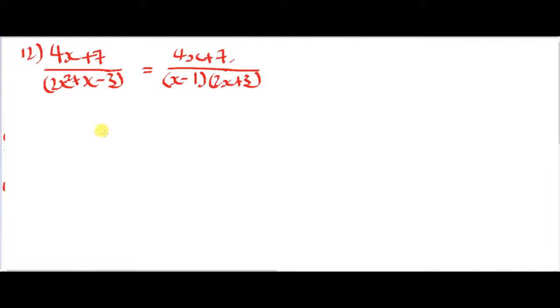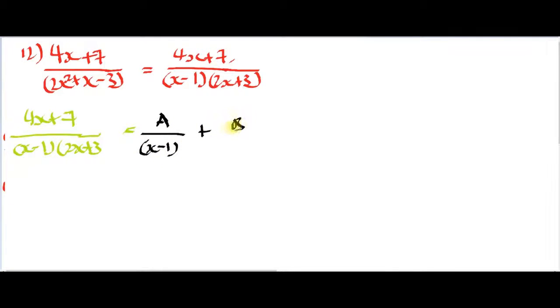So you can make use of the factor form and say (4x + 7) over (x - 1)(2x + 3) is equal to, well, equal to what? Equal to A over (x - 1), now it's time to split the fractions up, plus B over (2x + 3).